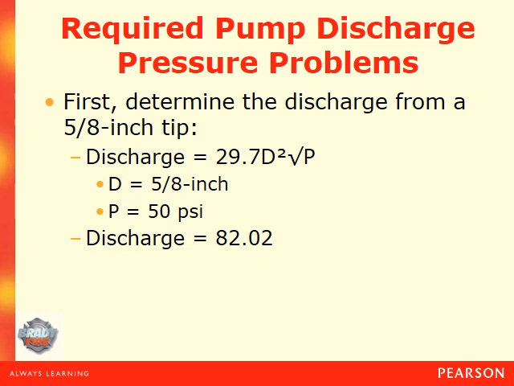So like I said, let's start at the beginning. Our discharge, our gallons per minute, is 29.7 times the diameter squared. So we turn 5/8 into a decimal. We times that by itself. Then we multiply that by the square root of 50 for nozzle pressure, and that gives us a reading of 82 gallons per minute.